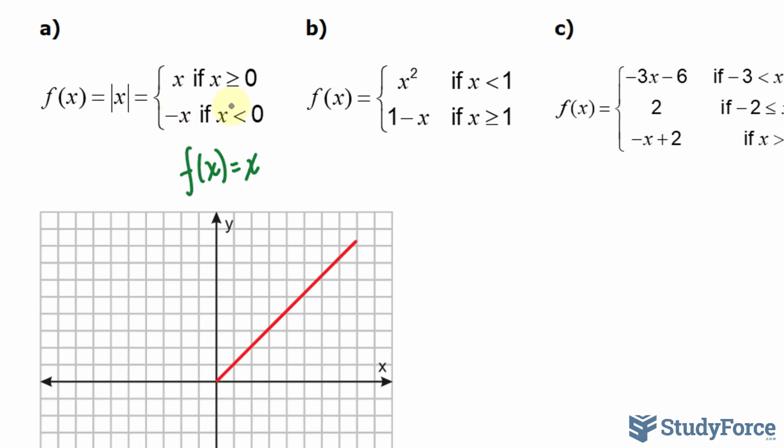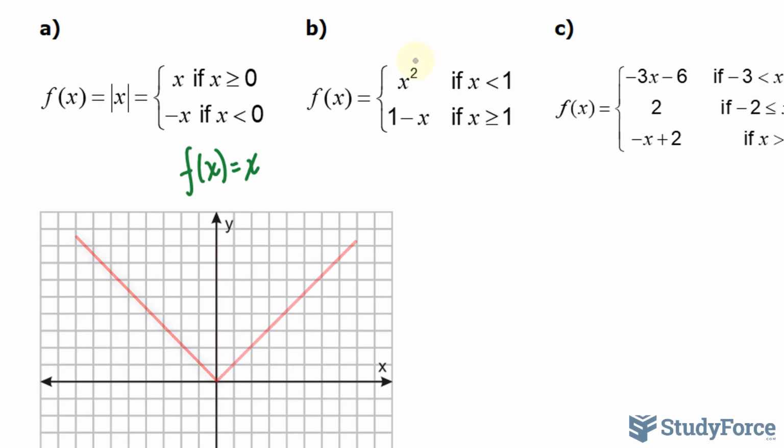For negative x, we have x values that are less than 0. So we'll be focusing on this side of the xy plane, and if this is for positive x, then for negative x it should be the opposite. So our graph should look like this. That's the answer to question A. Let's move on to question B.